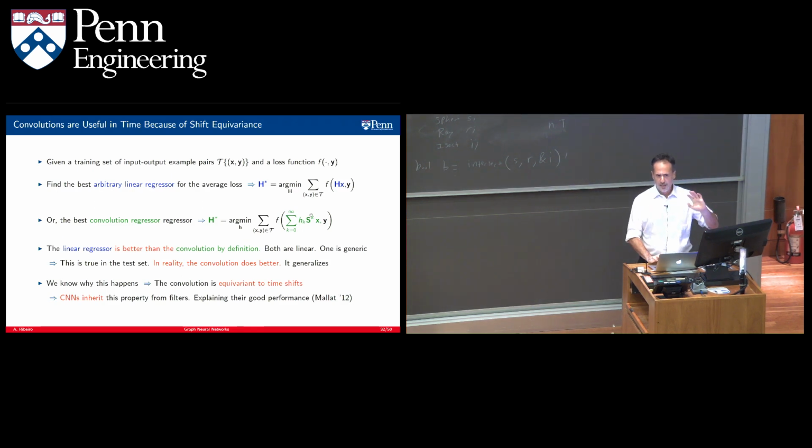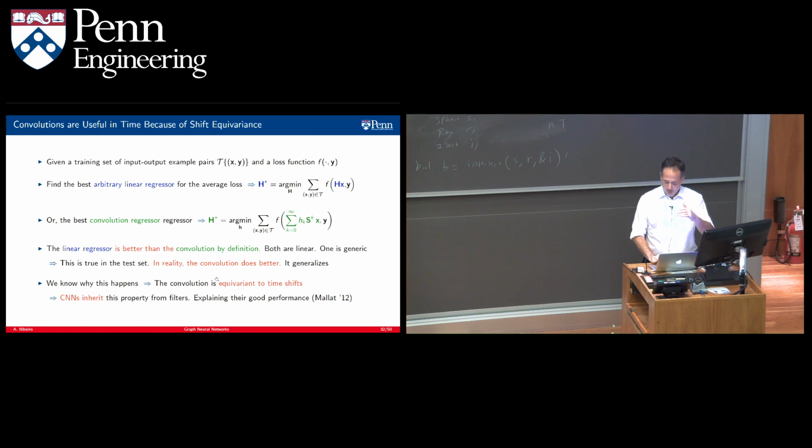Because the convolution is a linear operation, by definition, the blue is better than the green, right? Why? Well, because if you are minimizing both, the minimum of an arbitrary linear is going to be better than the minimum of a particular case linear. But that is on the training set, right? In reality, the convolution does better once you try it on the test set. So we say that it generalizes. And we know exactly why this happened.